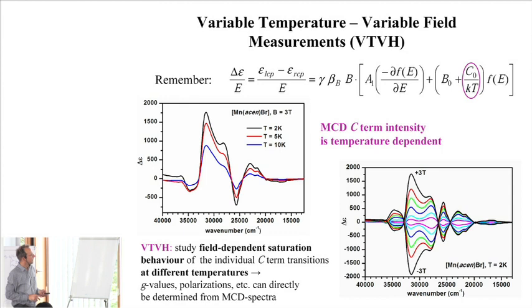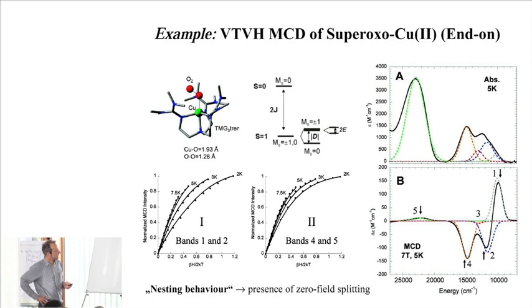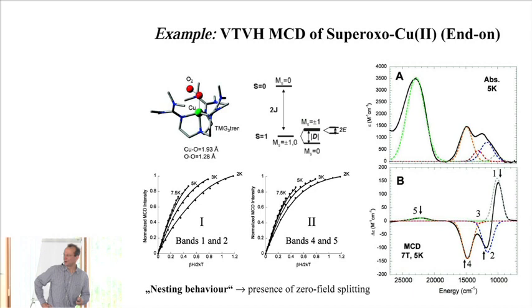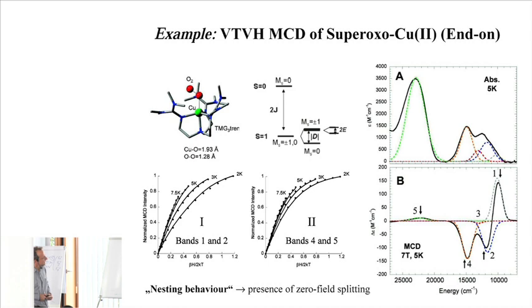And the direction we want to go now is to also do these experiments at variable temperature and variable field, so explicitly include the temperature and field dependence of these transitions. And one example where this has been done, and I again took this from the literature, from the group of Solomon, was a copper superoxo complex. So you have a copper two and a superoxo ligand with a TMG3 trans ligand. And this is a ground state level scheme of that complex.